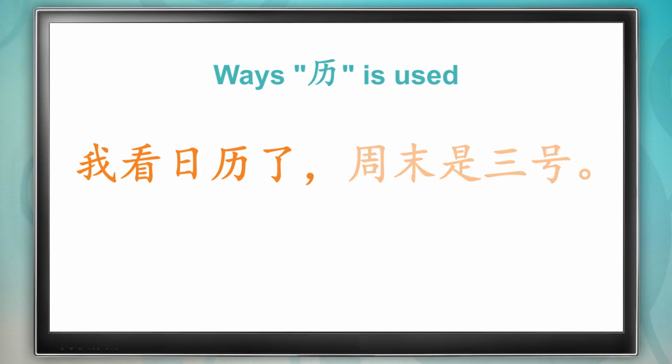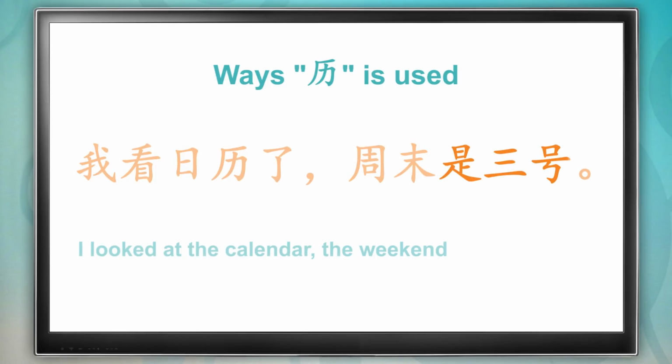Now, let's break it down. We have 我看日历了. I looked at the calendar. 周末, the weekend. 是3号 is on the 3rd. Let's put it back together. Say it with me. 我看日历了，周末是3号。Great work!